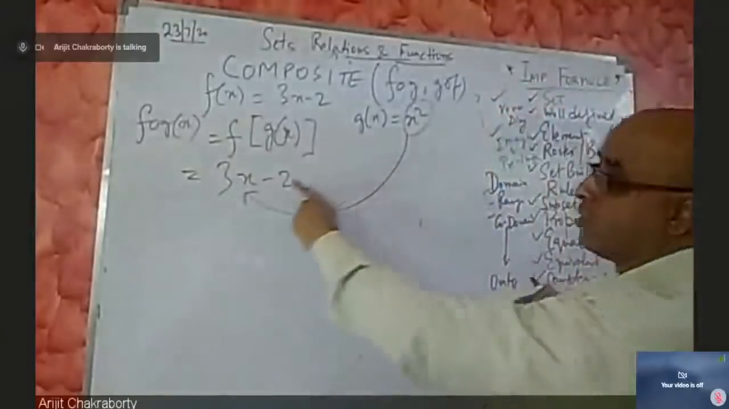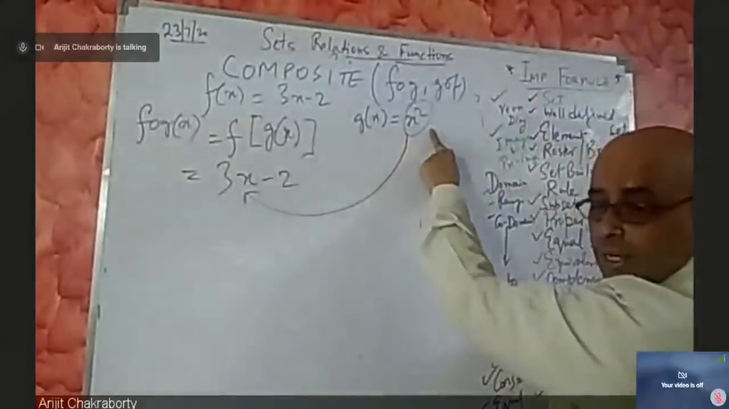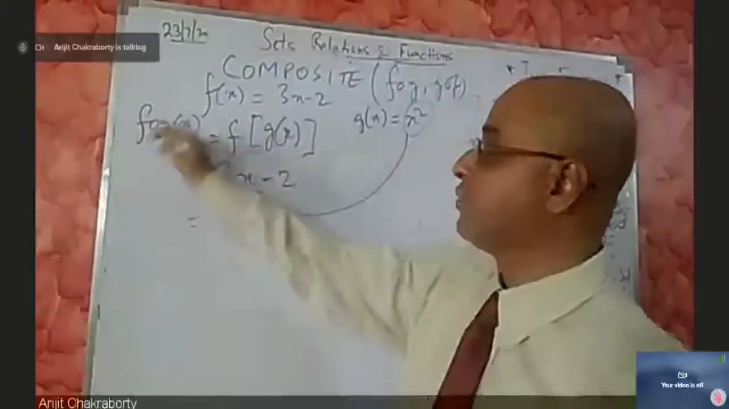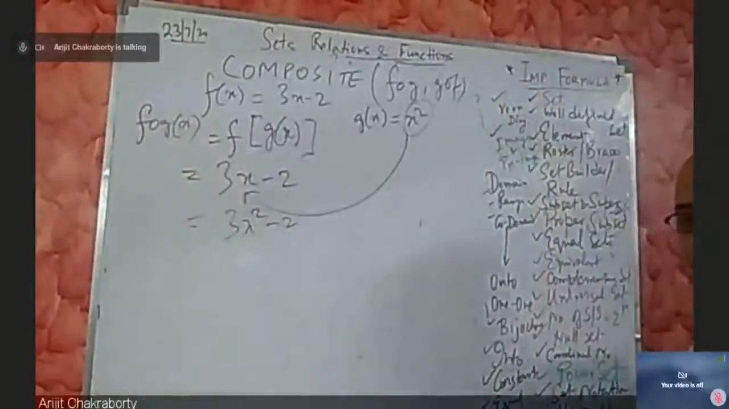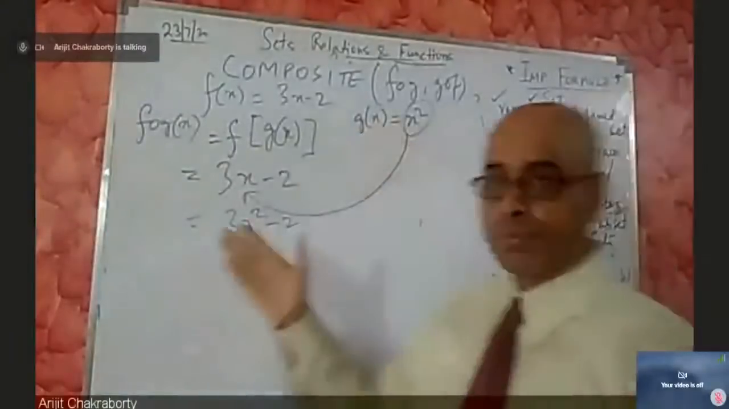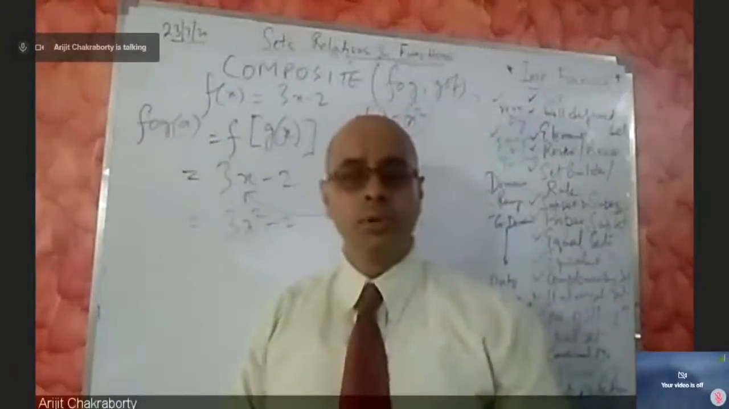So if I substitute x with x square, then I will get f of g x is 3x square minus 2. I am taking another example. So I hope this is understandable. I hope you are following it.